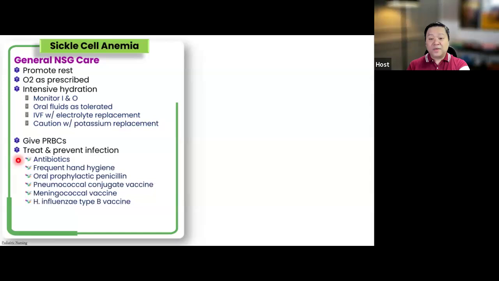Now, what are the things that we can possibly provide to this patient? We can possibly administer antibiotics as prescribed. However, before administering antibiotics, we have to make sure that blood cultures have been drawn. Also, if there is a need for us to get a wound culture, then definitely get those cultures first, before you initiate the administration of antibiotics.